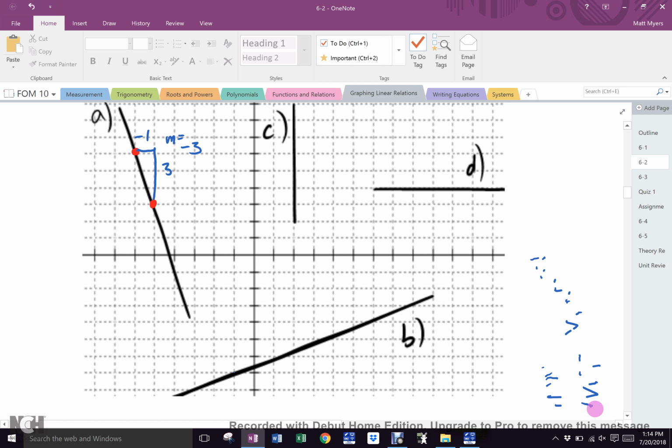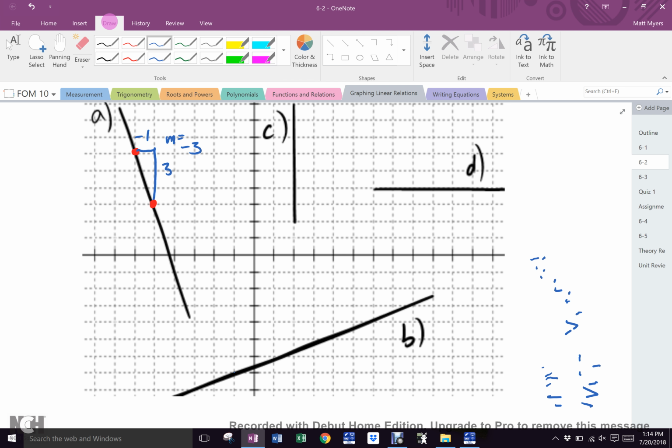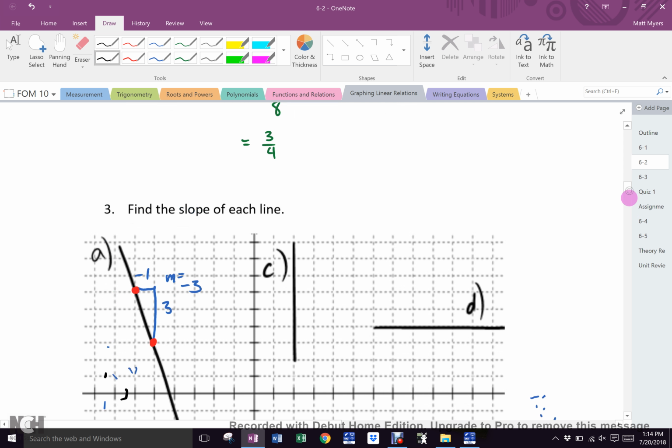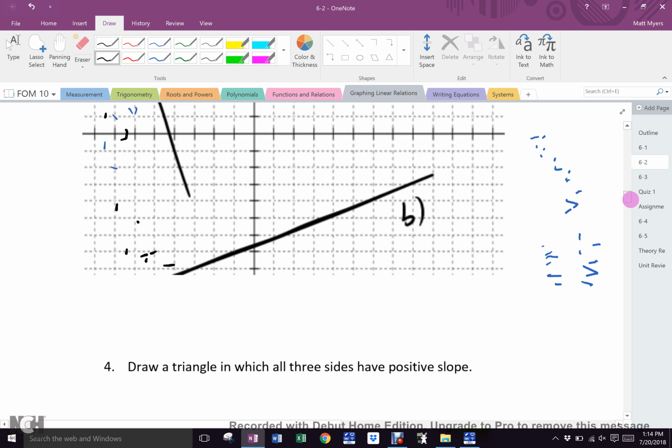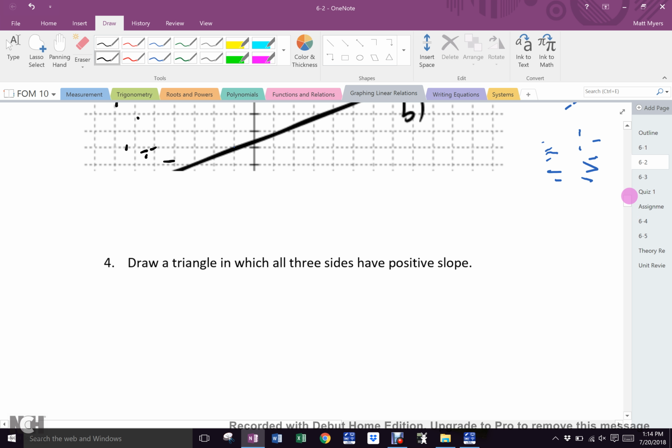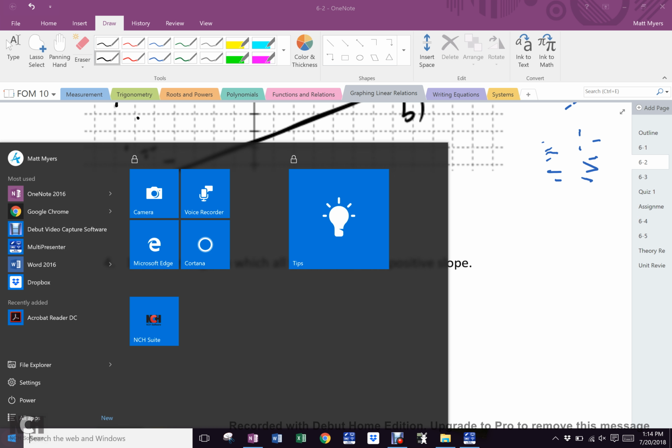All right. I might have to leave this up there if this stupid thing isn't going to work right. Still isn't. So you people can try doing number 4. Draw a triangle where all 3 sides have a positive slope while I turn off my machine and restart it.